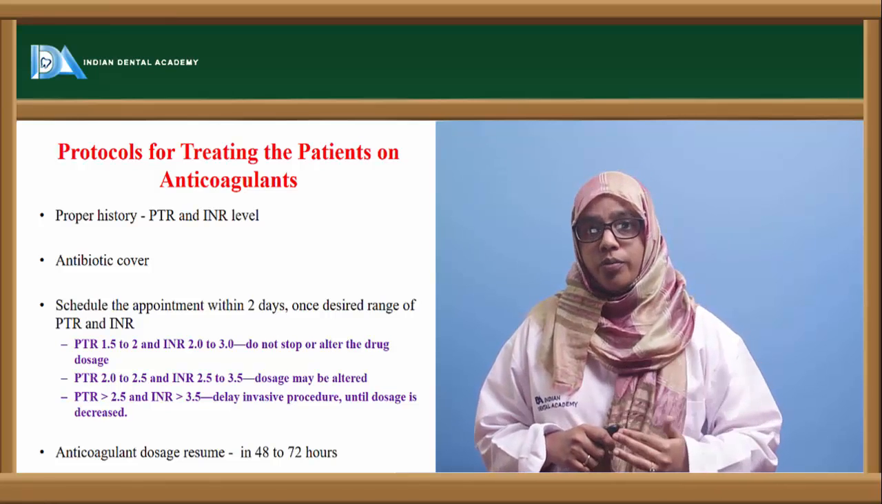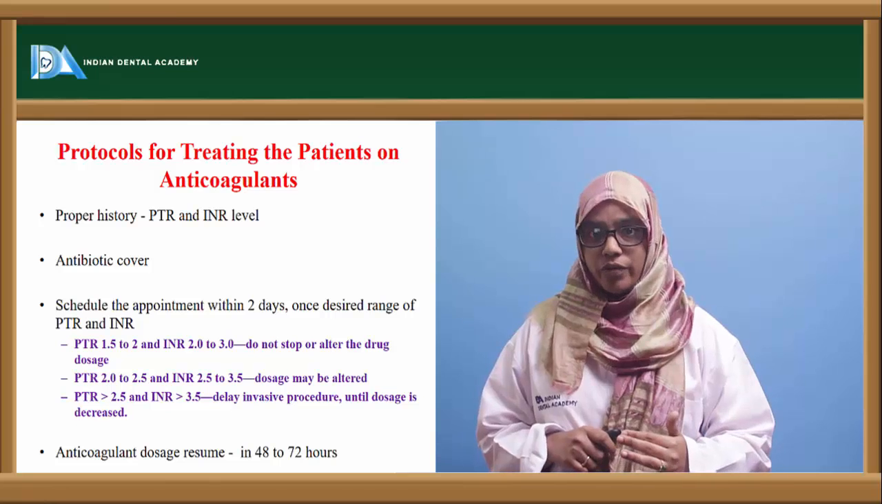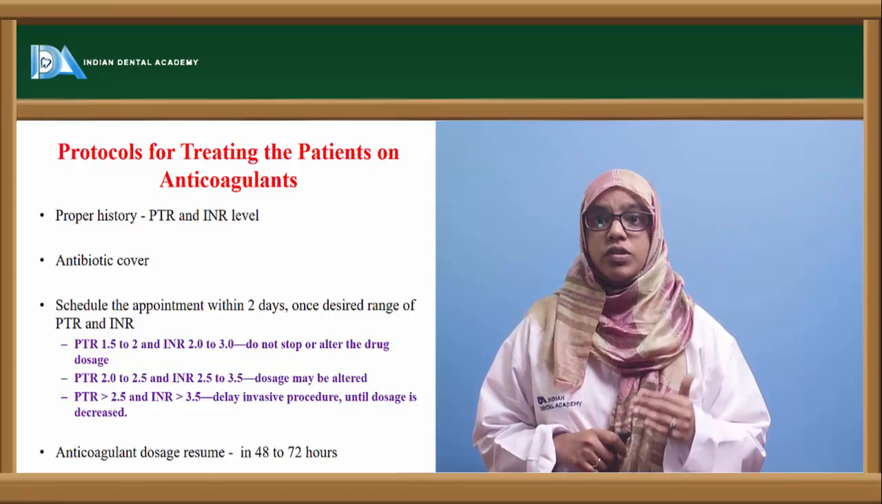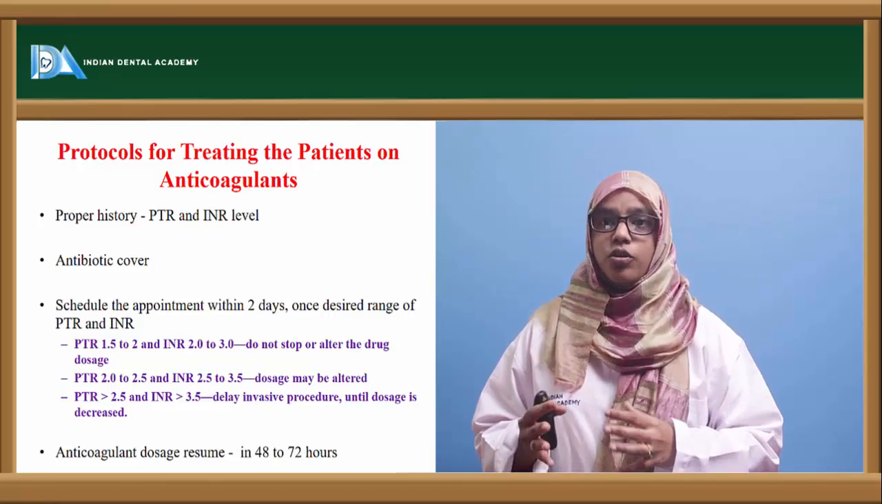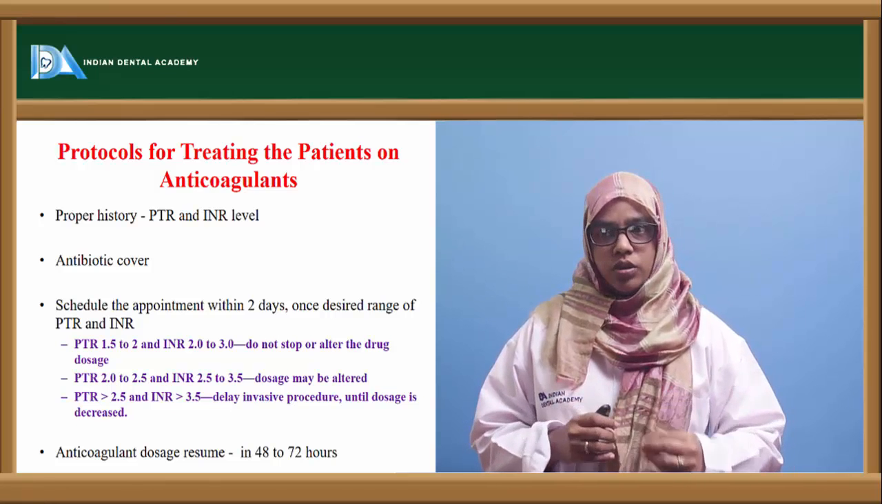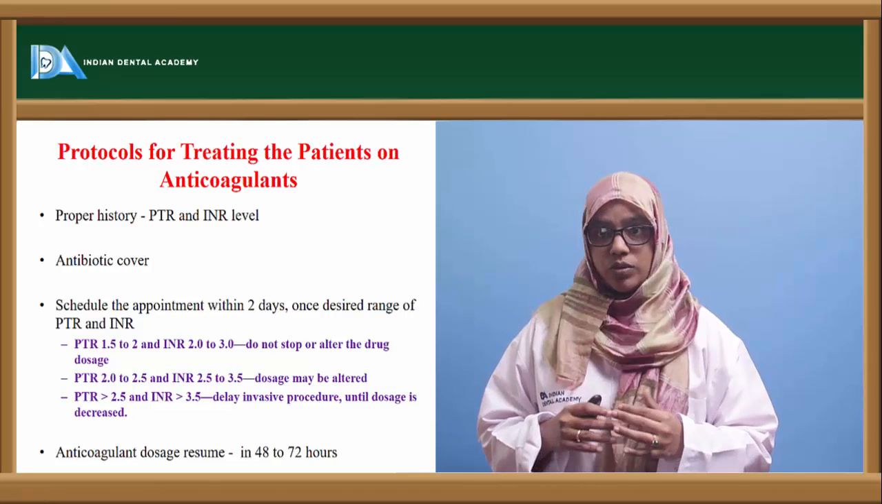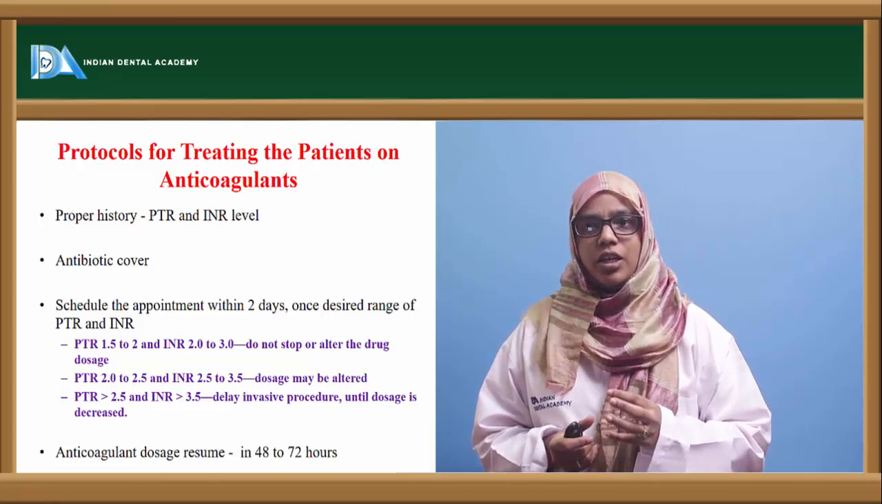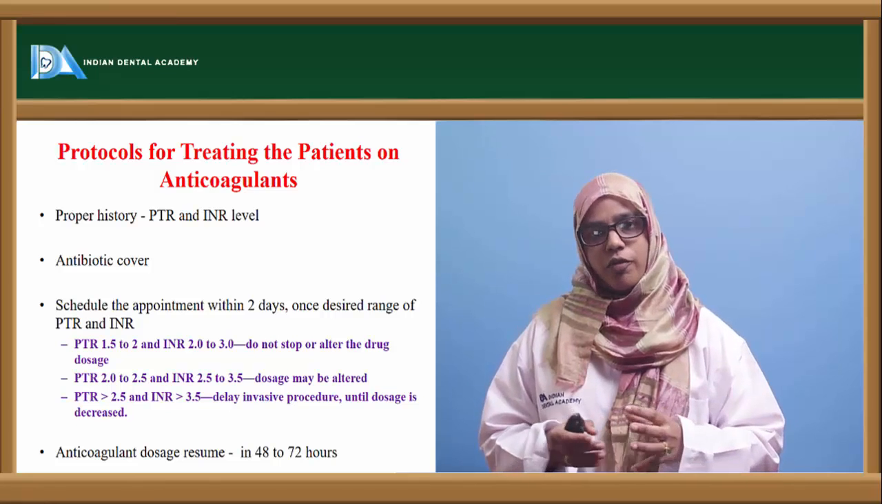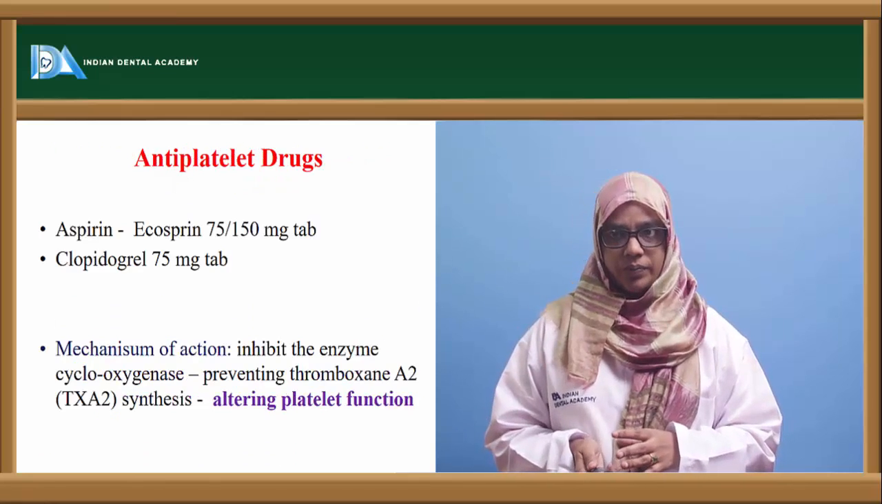If the prothrombin ratio is more than 2.5 and international normalizing ratio is more than 3.5, delay your invasive procedure until your dose comes to normal. Decrease the dose so that the levels are normal. Now, you could always restart the anticoagulation dosage regime in 48 to 72 hours, okay?